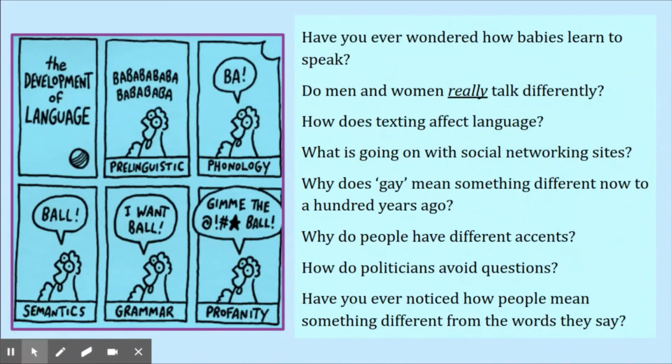So the course covers much more than analysing texts. We're exploring real-life language use in various ways, exploring questions such as these on the slide.